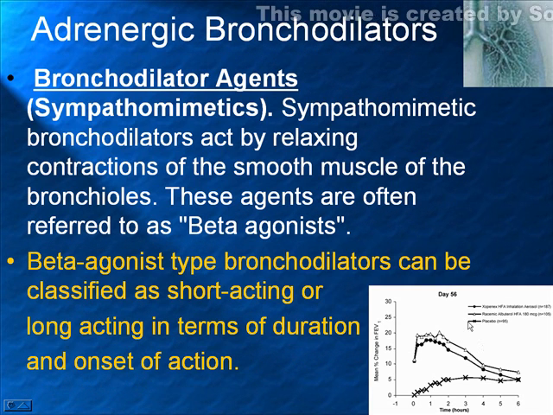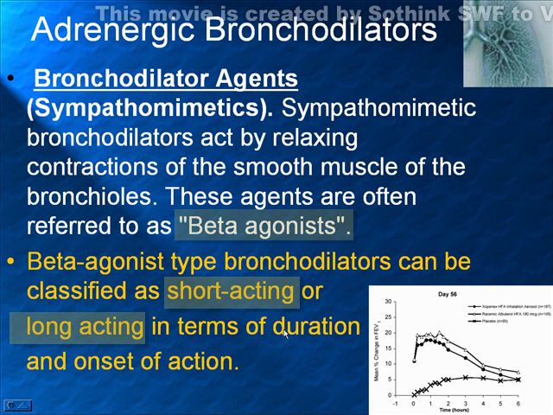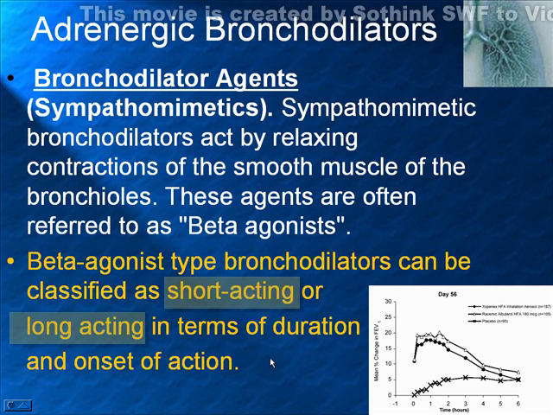Looking at a quick review of how these adrenergic bronchodilators work, also known as sympathomimetics, they basically work by relaxing contractions of the smooth muscle of the bronchioles. We typically refer to these agents as beta agonists. Beta agonist type bronchodilators can be classified as short-acting or long-acting in terms of duration and onset of action.